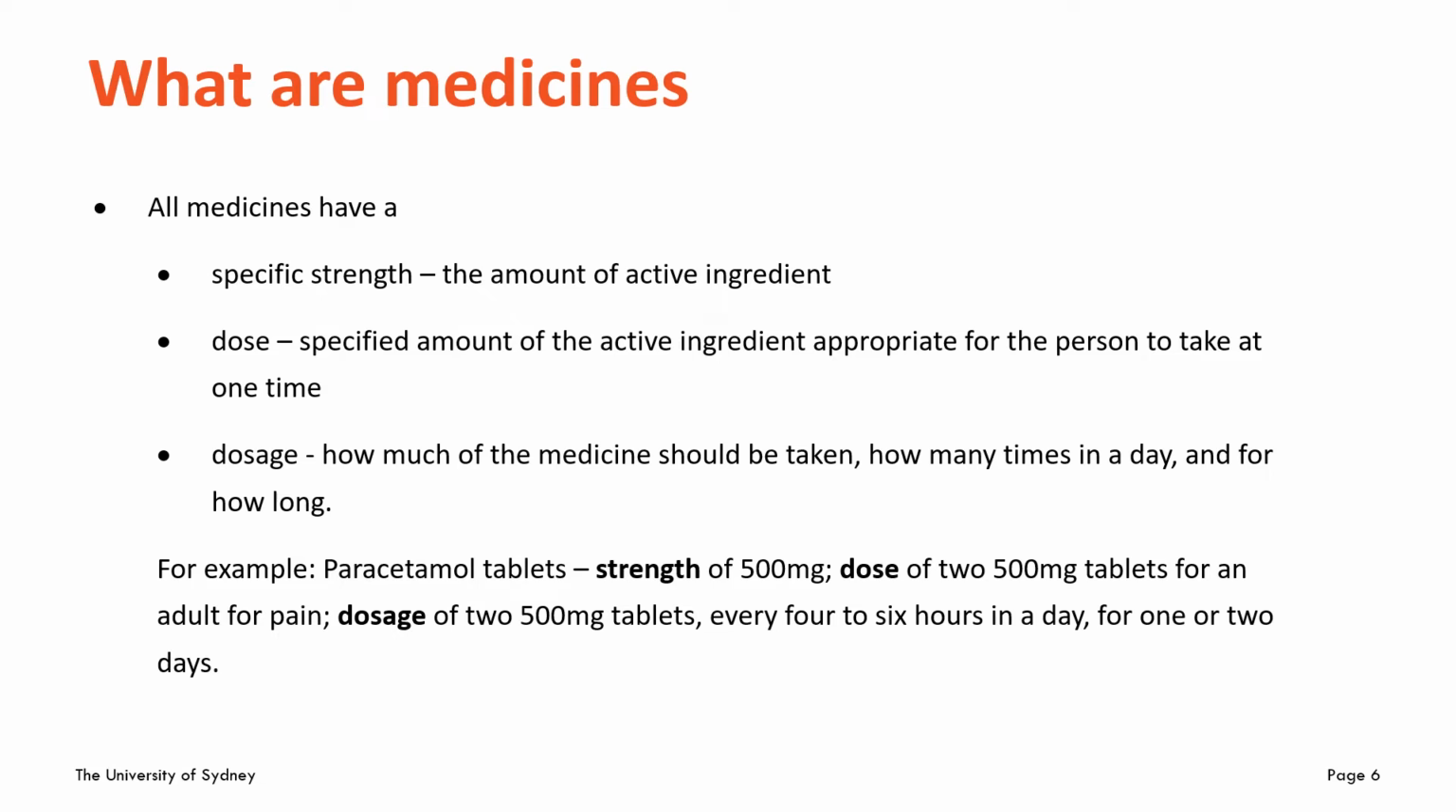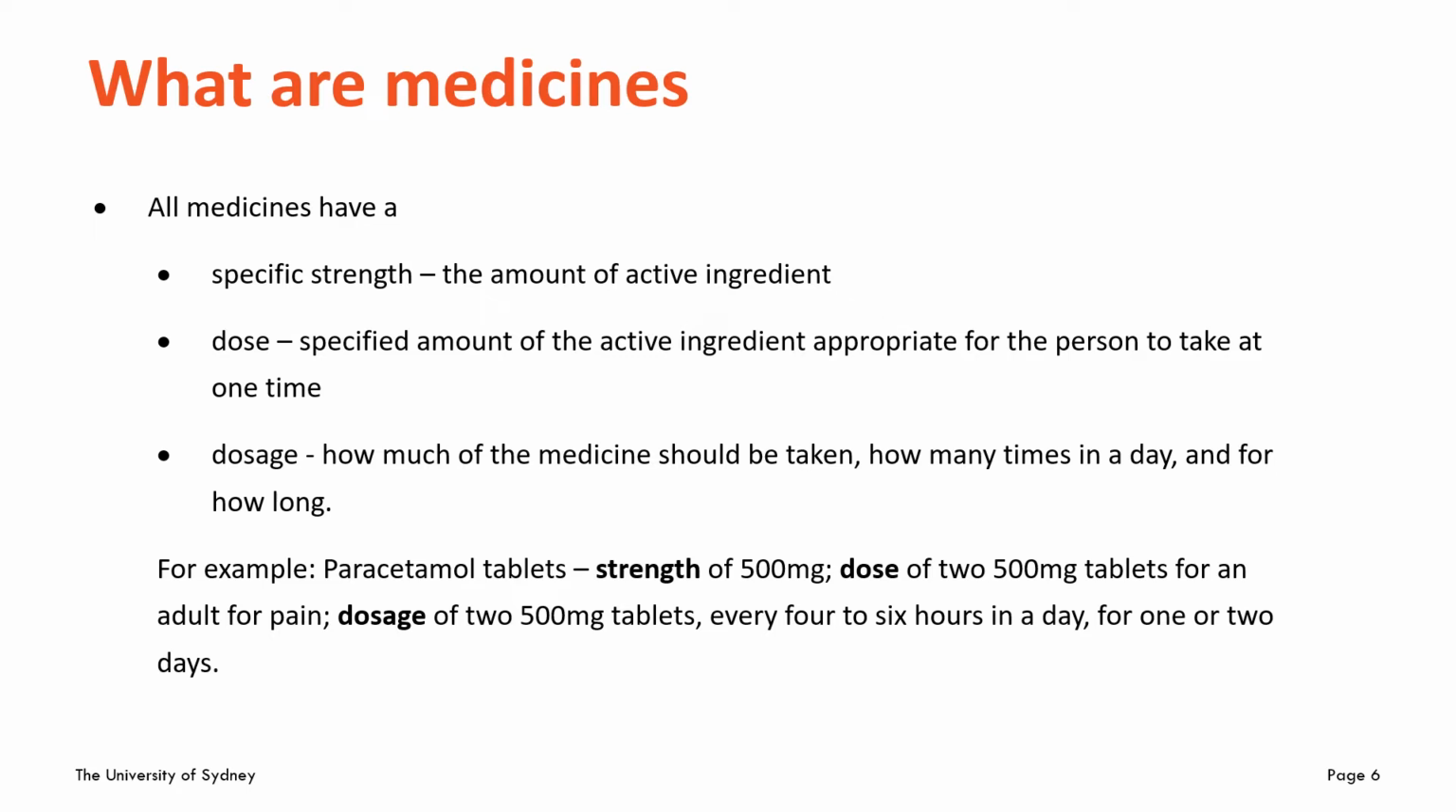So if you think about paracetamol tablets, the strength of a tablet is 500 milligrams. That means within each tablet of paracetamol that you buy over the counter in a pharmacy, there'll be 500 milligrams paracetamol, and the active ingredient is paracetamol. The dose is at any one time, it's recommended that an adult person would take 2 500 milligram tablets for pain. That's the recommended dose.